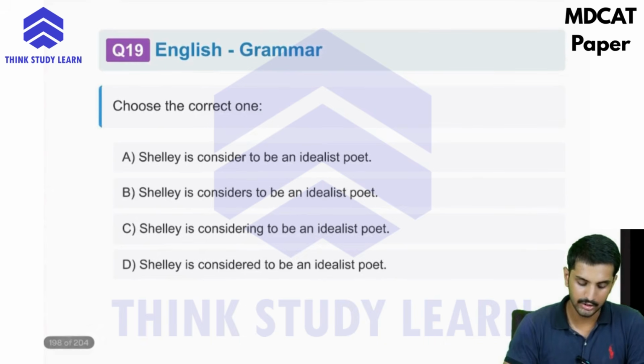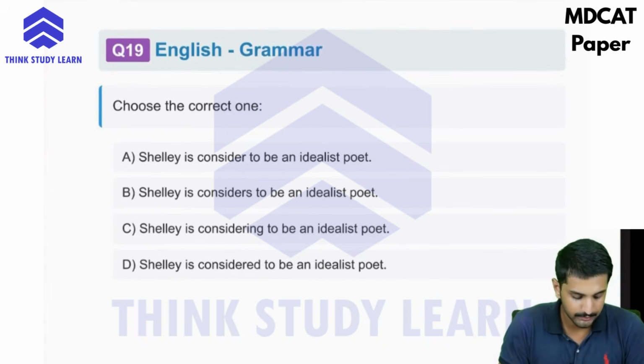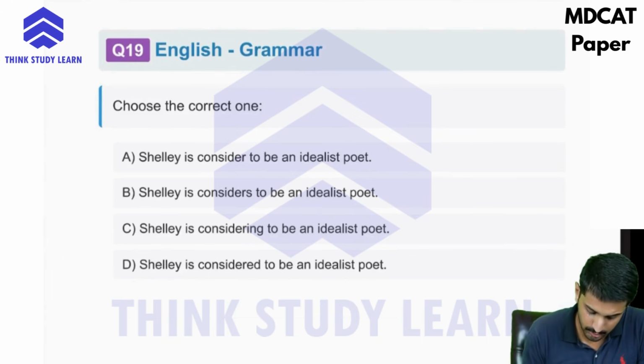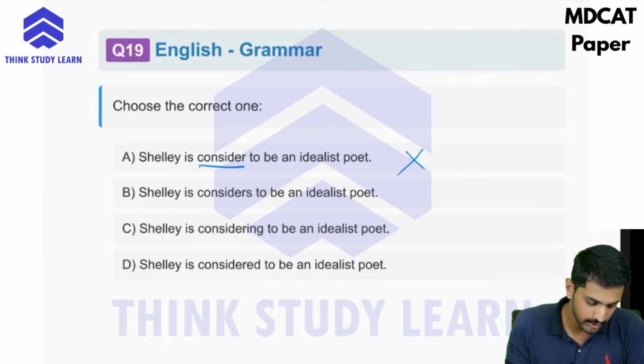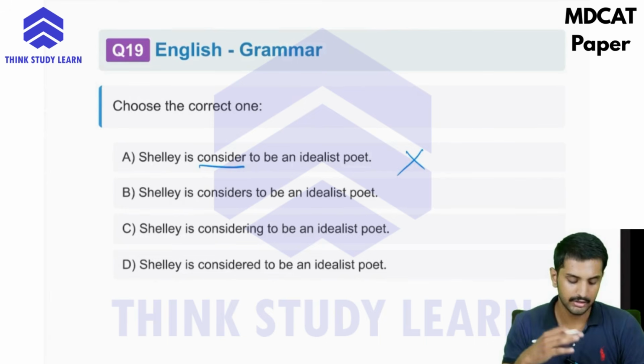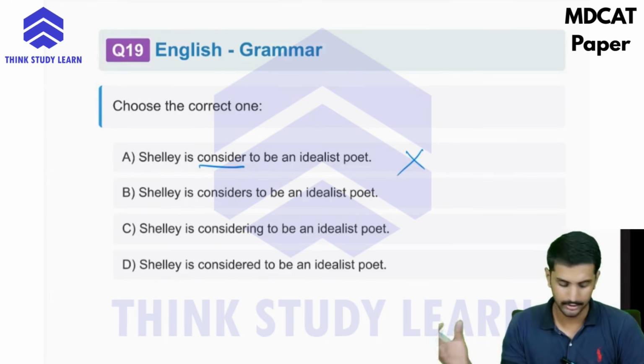and it is from English grammar. It says, choose the correct one. A: Shelley is considered to be an idealist poet. So this is wrong, obviously, because it says consider. It should not be consider. It should be Shelley is considered to be an idealist poet.